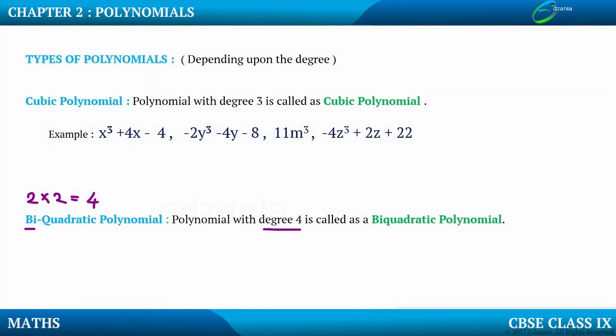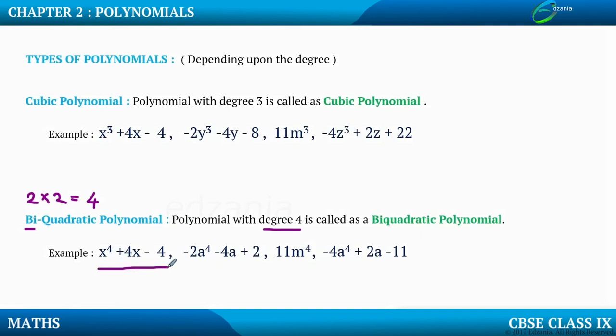Let us take a few examples. You can guess the examples. It is very simple. The highest power has to be 4. So, a few examples over here. If you check properly in the first example, that is x raised to 4 plus 4x minus 4, the highest power is 4.